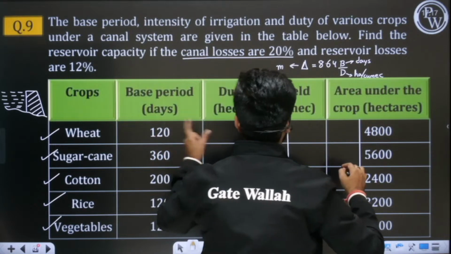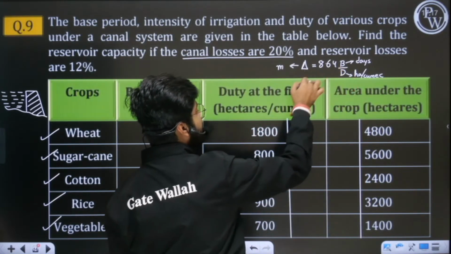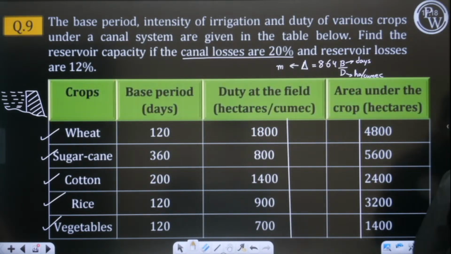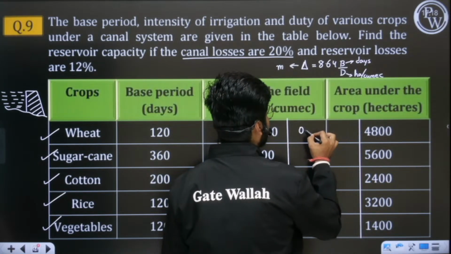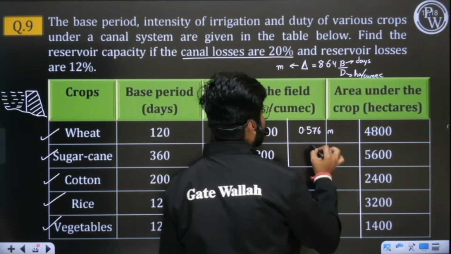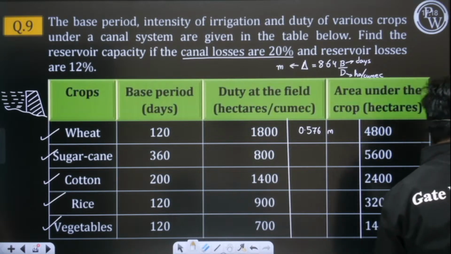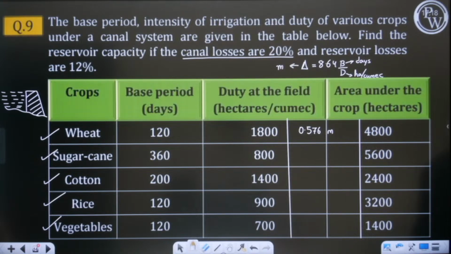Put B as 120 and duty as 1800. From here, how much delta are we getting? The value of delta in meters is 0.576. Are you all getting the same value of delta? Yes or no? Similarly, find delta for all of them. 0.576 for the first one. Is it clear? Perfect.